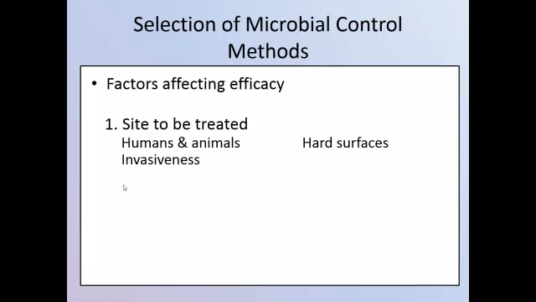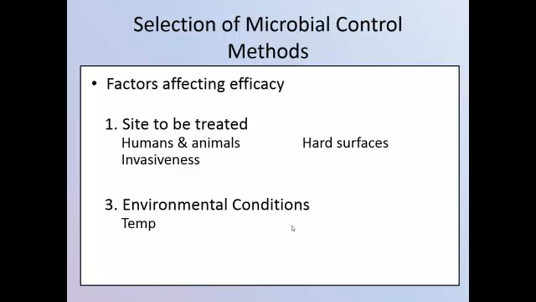What you want to consider is invasiveness. You don't have to worry about invasiveness on hard surfaces, but you do worry about invasiveness with humans and animals. Also, toxicity. You can have something that is far more toxic that you're using on a hard surface than if you're going to be using it on living tissue. Next, let's talk about item number 3, because item number 2, resistance of microorganisms, I think needs an entire slide all to itself. So let's talk about environmental conditions.